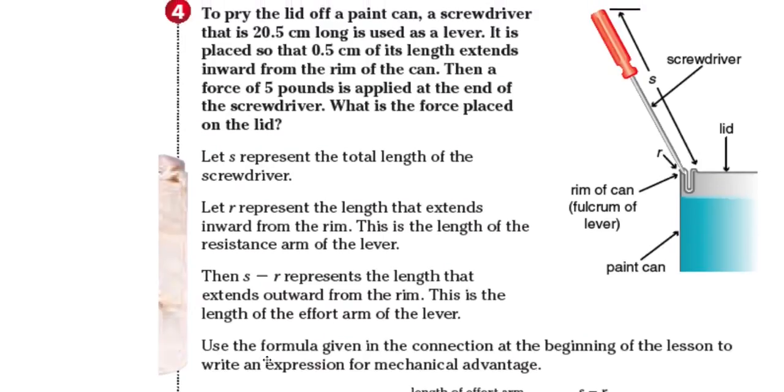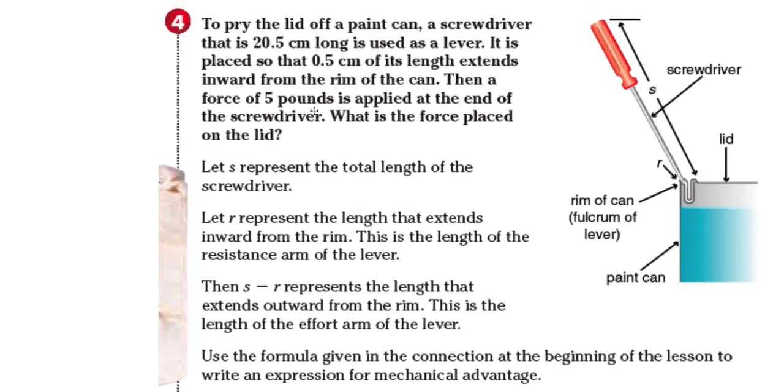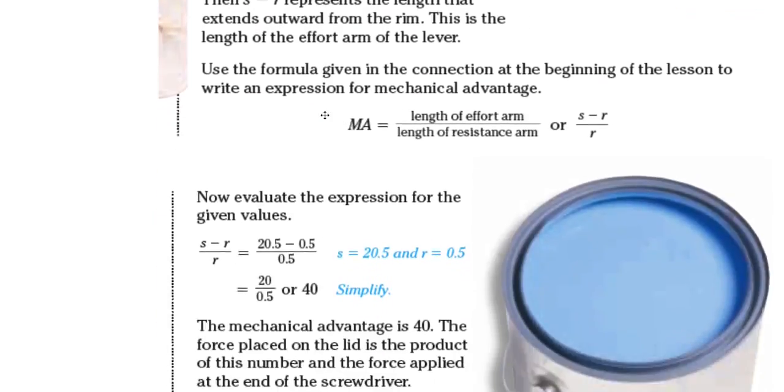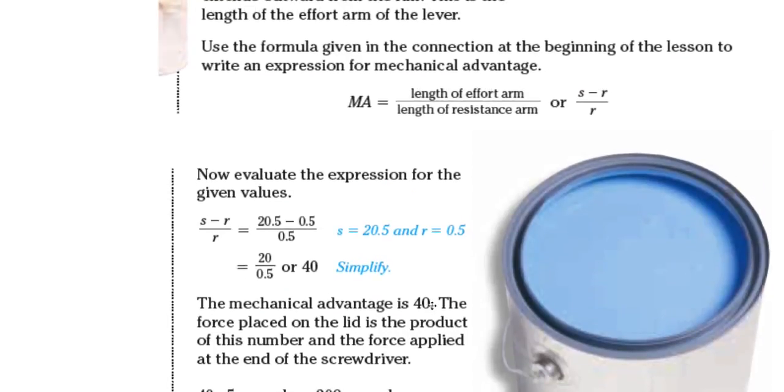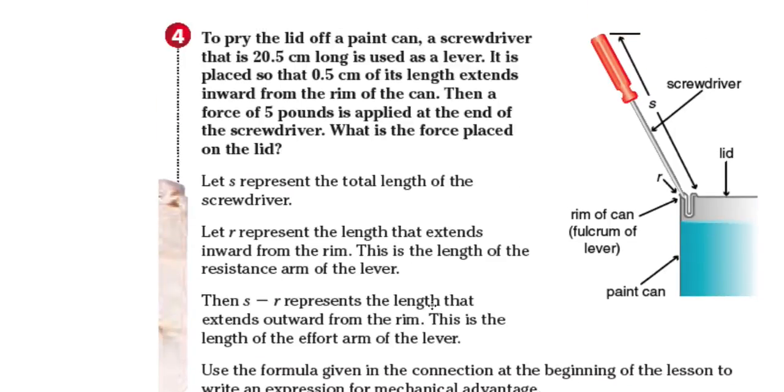But if you look at our problem, there's only a force of 5 pounds applied at the end of the screwdriver. So using mechanical advantage, the total force applied on the lid is 200 pounds. And that's the reason why the can opens quite easily when using a screwdriver, because it equals a force of 200 pounds being applied on that lid. And that's the end of our lesson.